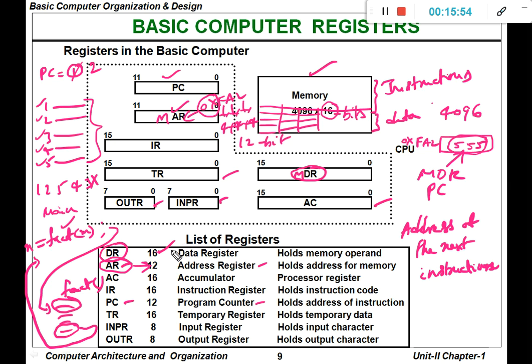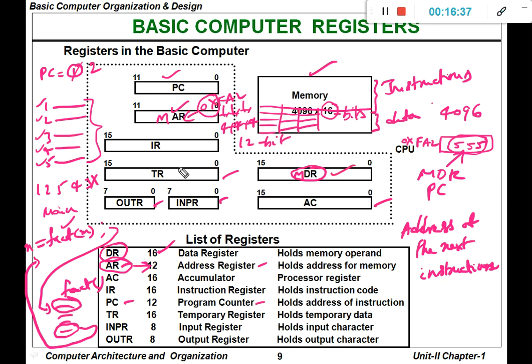So why does it contain 16 bits? Because it is going to hold the data rather than the address. That is why it is going to contain 16 bits instead of 12 bits. Okay. So that is about the MDR.